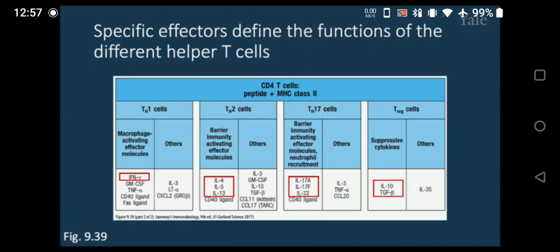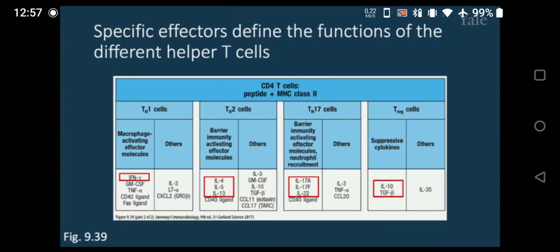Others that they secrete include IL-3, lymphotoxin alpha, and CXCL2, which is a chemokine that we'll talk a little bit more about later. While Th1 cells do all of these things, in the field, we typically identify Th1 cells by their ability to secrete interferon gamma.